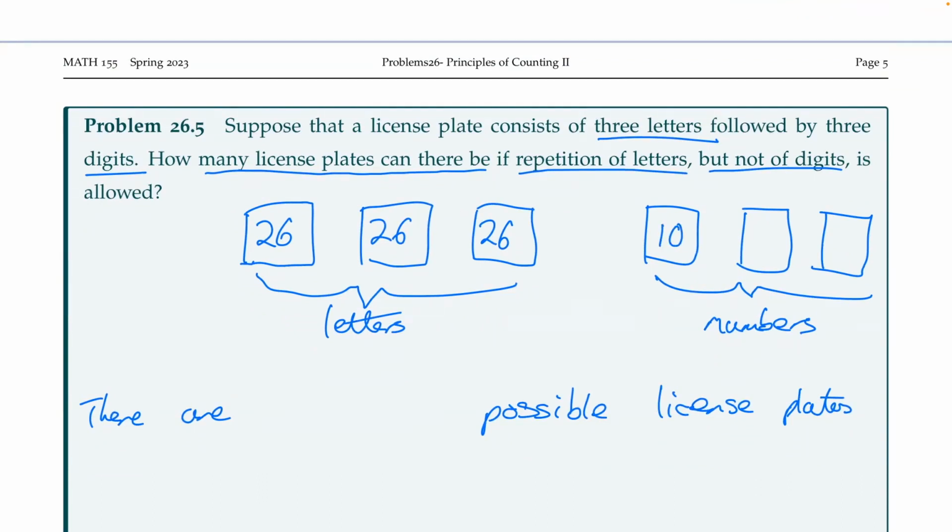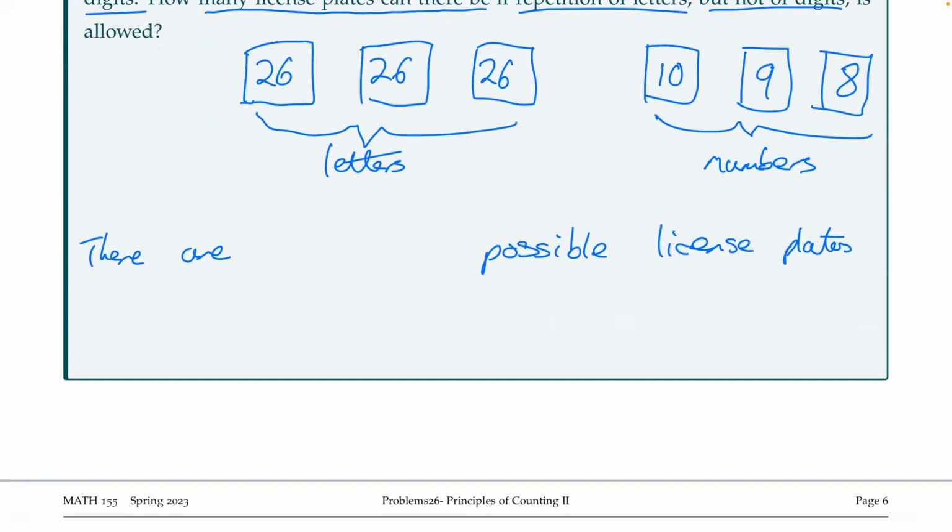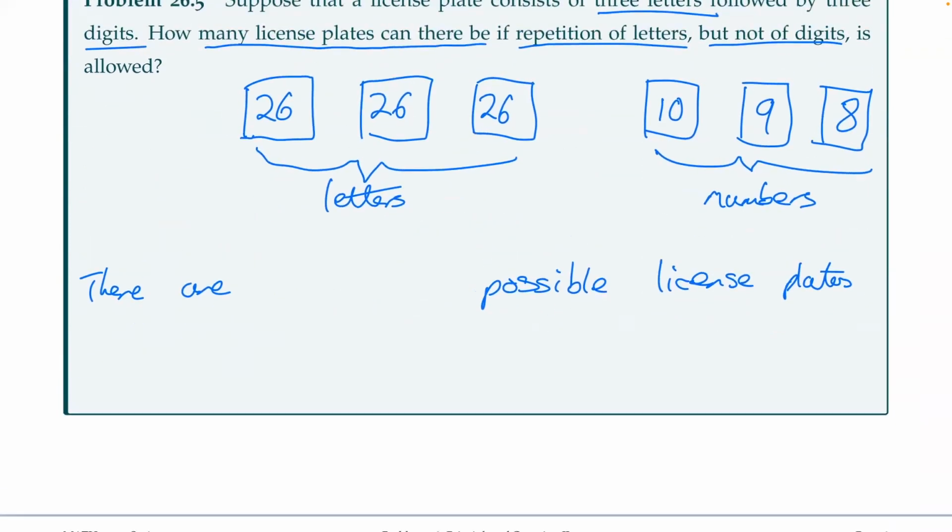Second? Third? You guys can carry on down to 0. So now we care about the ordering. We care about the ordering, obviously, but we also care about the repetitions. So that's why we've gone 10, 9, 8. So how many are there in total? We just multiply all these things together. So we can have 26 to the power of 3 times 10 times 9 times 8, whatever that actually works out to be.